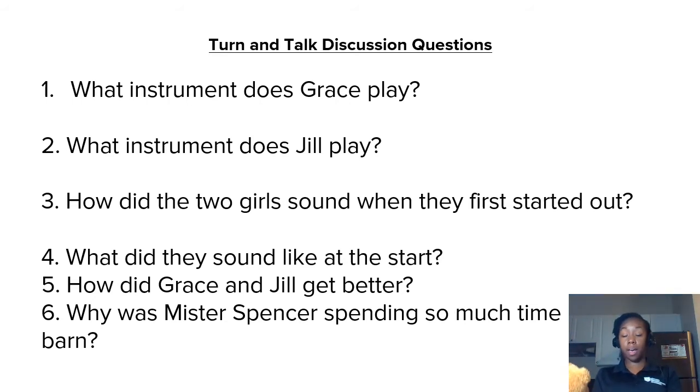Way to work it out. Yes, Mr. Spencer was not a fan of the noise that they were making with their instruments, so he got out of the house and went into the barn for some peace and quiet.